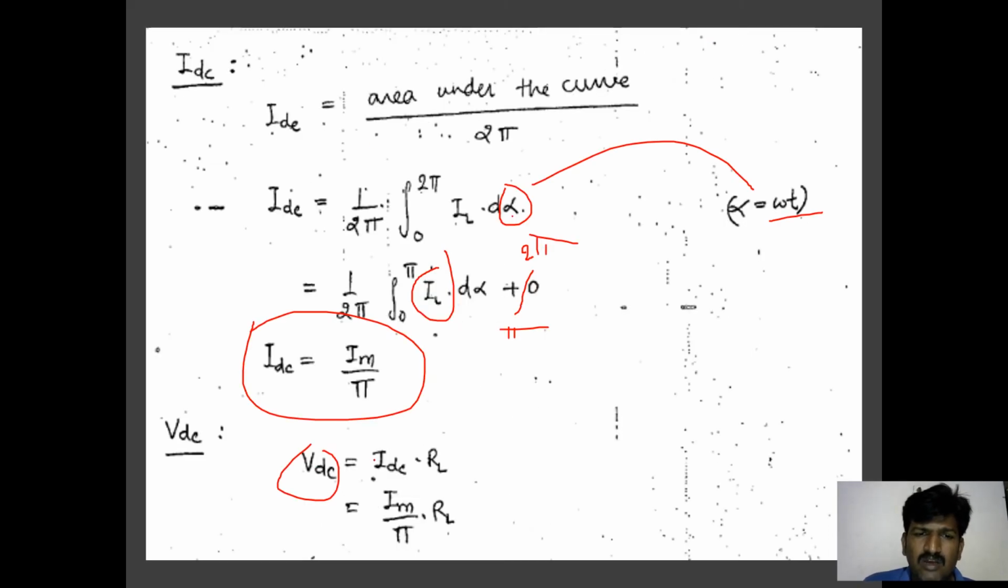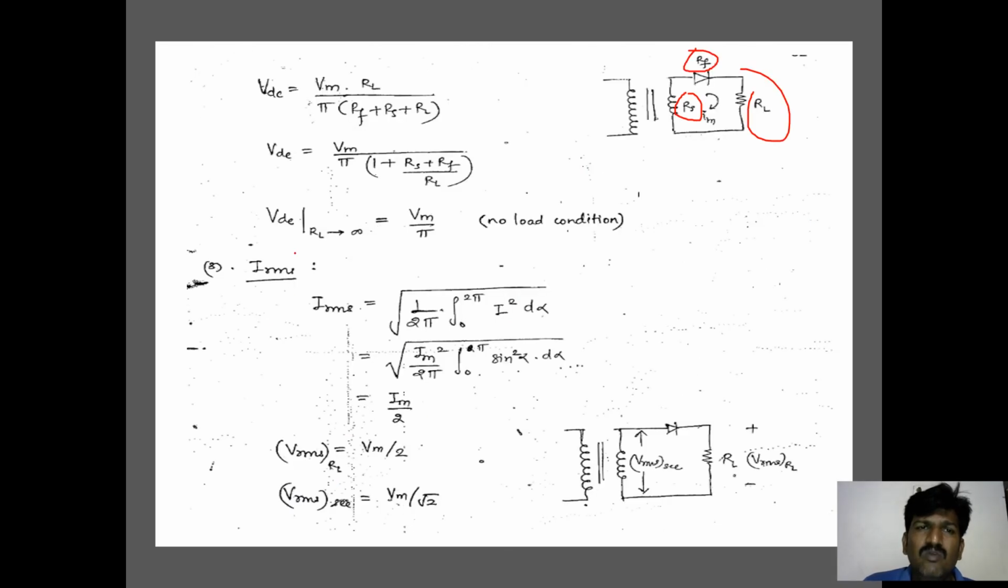Here we have the Vm by pi. You have to understand that one. What is the VDC using this circuitry? You can also move it to the denominator, then divide all the resistors. Then you can have 1 plus Rs plus Rf divided by RL. RL gets cancelled, so you will get the 1 here.